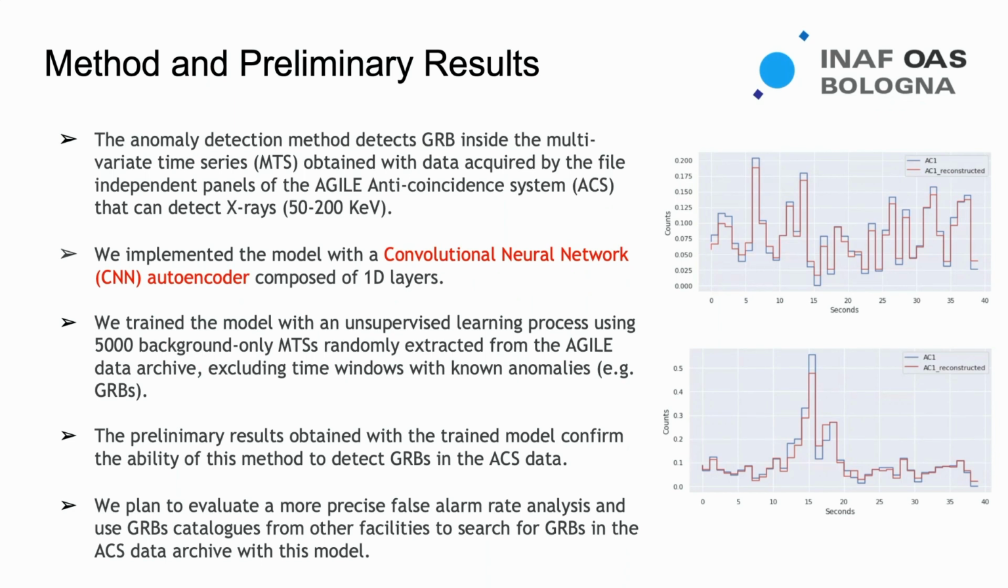We trained the model with an unsupervised learning process using 5,000 background-only multivariate time series. The preliminary results obtained with the trained model prove the ability of this method to detect the GRPs in the AGILE anti-coincidence data. This model can be implemented into the AGILE automated real-time analysis pipeline to improve the GRP detection capability.